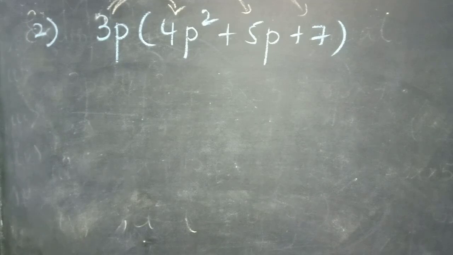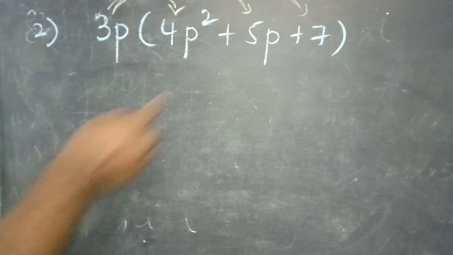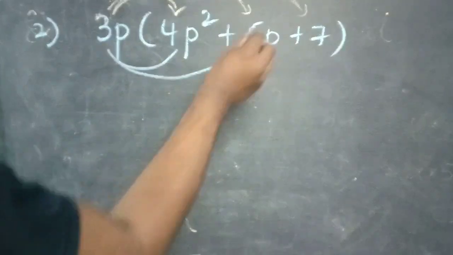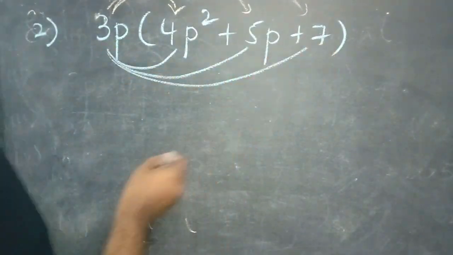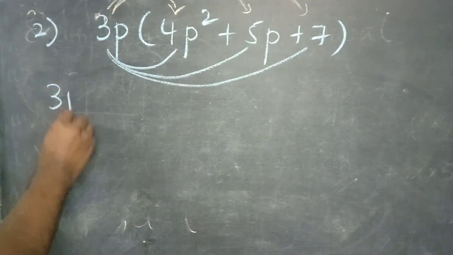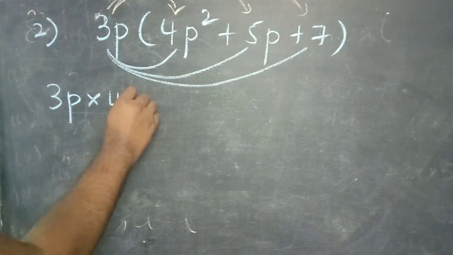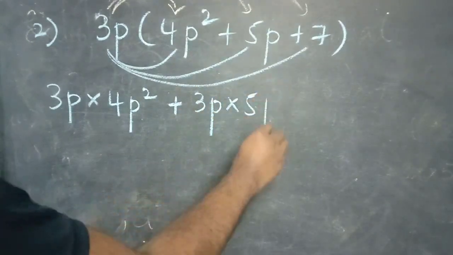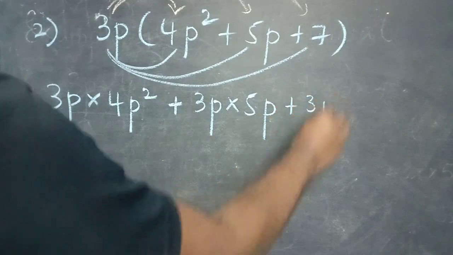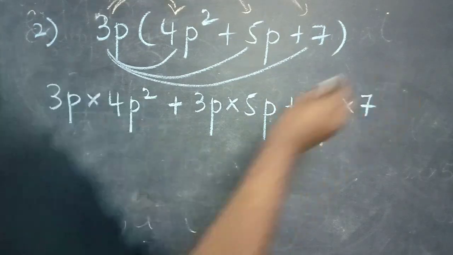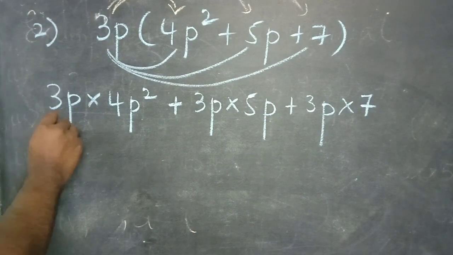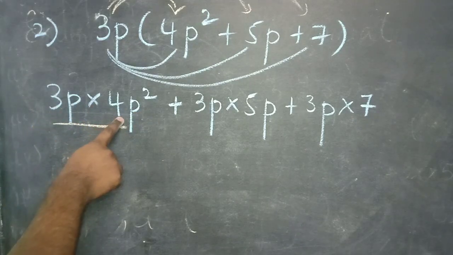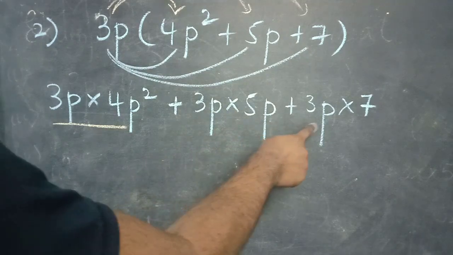Moving to second example, 3p into 4p square plus 5p plus 7. Multiply 3p into 4p square, 3p into 5p, then 3p into 7. That is 3p into 4p square. Then what we get? 3p into 5p. Then 3p into 7. Now these are just monomial multiplication by monomial.